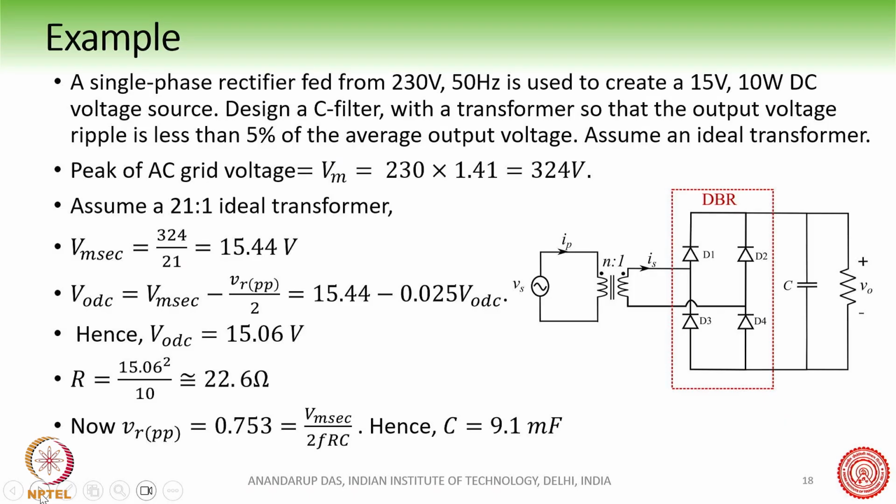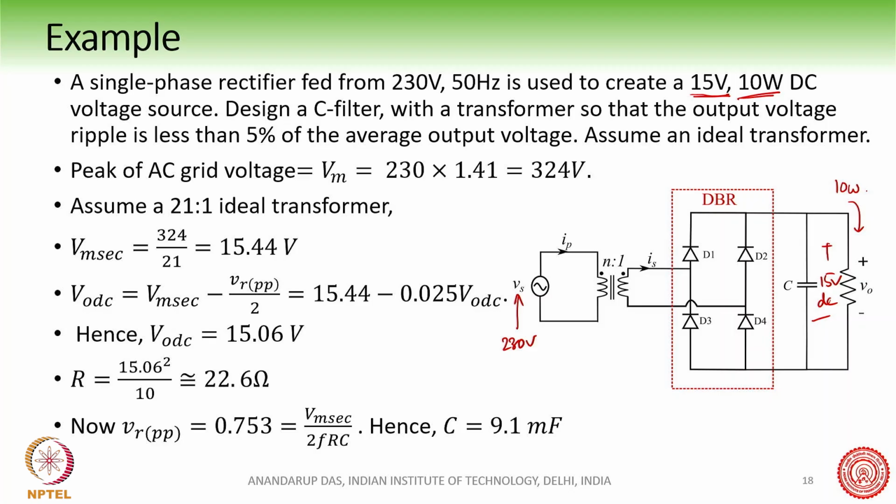Now let us take a simple example of a diode bridge rectifier with a C filter, with a transformer. Suppose this is a very practical application. Very often we want to create a 15-volt supply. We are trying to make a 15-volt DC supply from a 230-volt AC source, and the power level is also small, 10 watt, which is taken by the load.